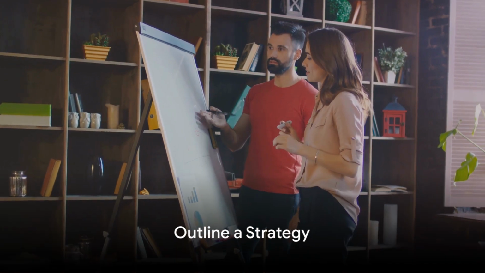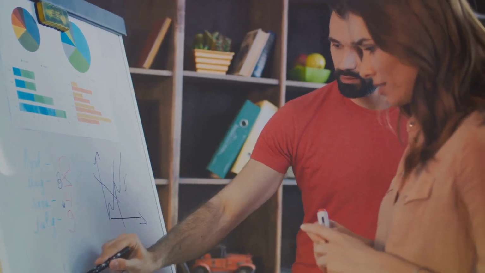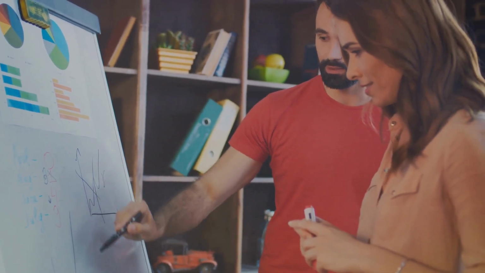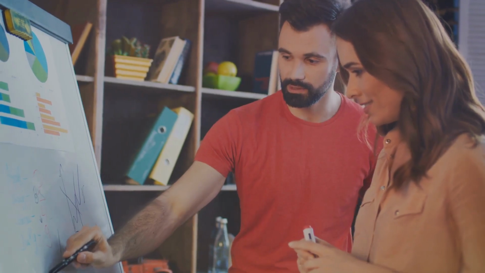With your goal and resources in hand, the third step is to outline a strategy. This is where you decide on the how. How will you use your resources to achieve your goal? It is a roadmap that guides you through your journey.